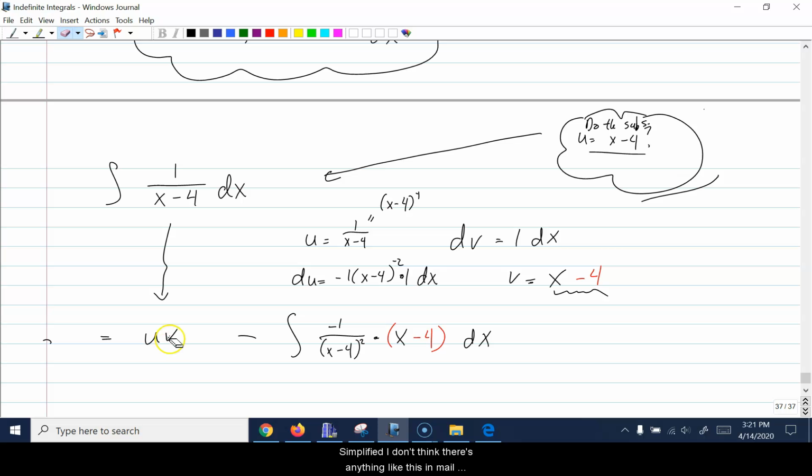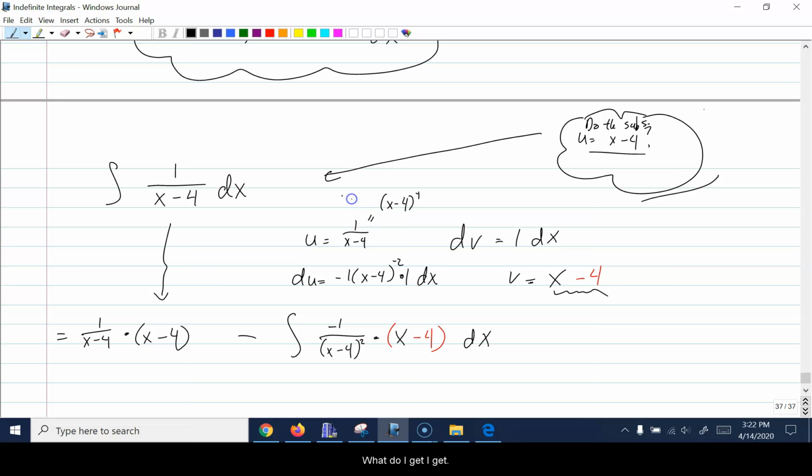I don't think there's anything like this in the homework. I'm sure there are places where you could notice that you can do this trick. This is just me showing off a place where you can use this trick. What do I get? I get uv, that's 1 over x minus 4 is u, times v is x minus 4. Make sure you're using the new v. If you change your v, remember it affects what's going on in the uv part, not just the old part.